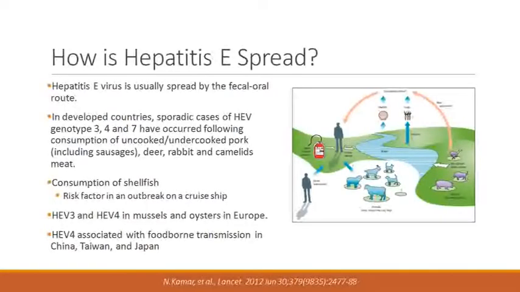What about the transmission and the exposure to the virus? So hepatitis E virus is spread usually by the fecal oral route. In developed countries, sporadic hepatitis E cases are the result of HEV genotypes 3, 4, and 7, and they have occurred following consumption of undercooked or uncooked pork, including liver sausages, deer meat, and rabbit, and also meat from camelids.